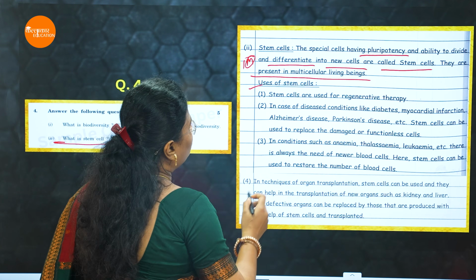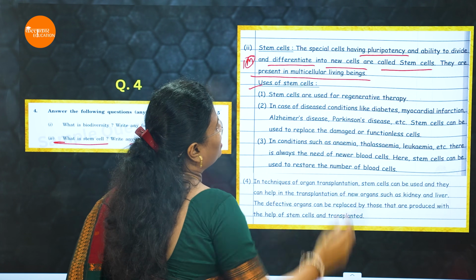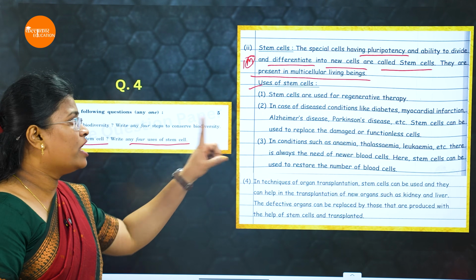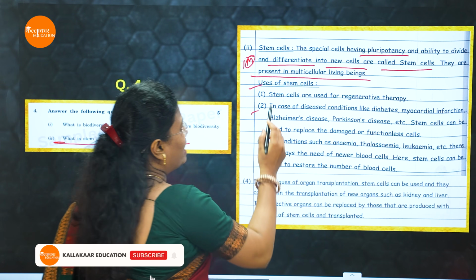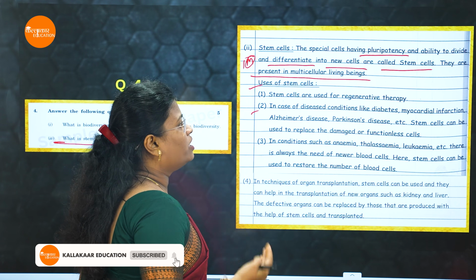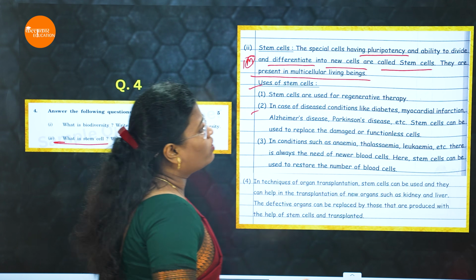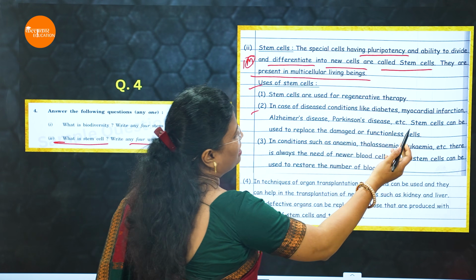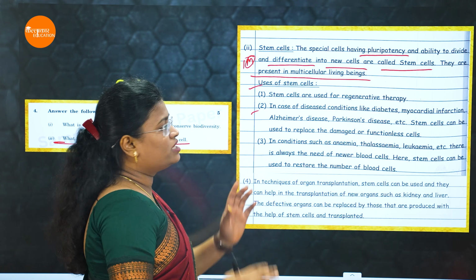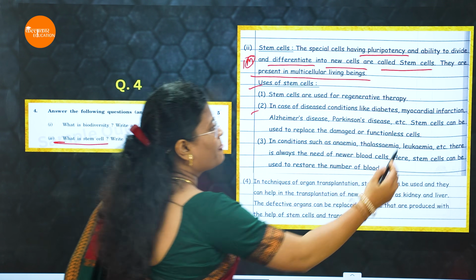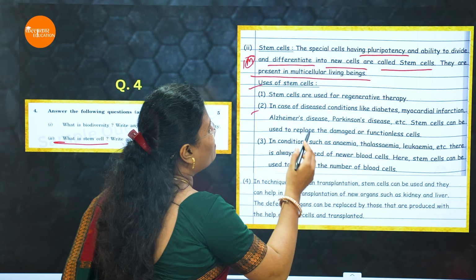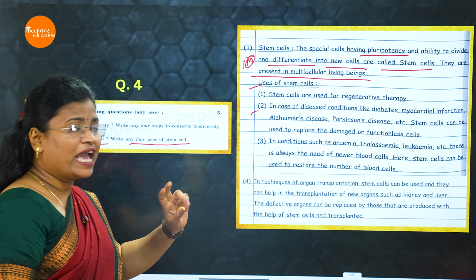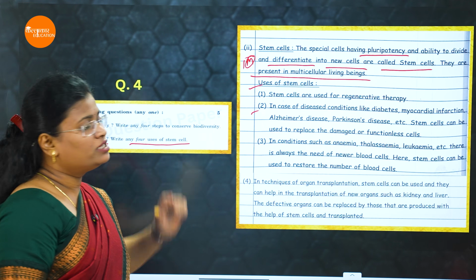So let's see what the uses are. Stem cells are used in regenerative therapy. Next is what? In disease conditions like diabetes, myocardial infarction, Alzheimer's disease, Parkinson's disease, etc., to treat these diseases we can use stem cells. Stem cells can be used to replace the damaged or functionless cells also. So we can replace the cells with stem cells.